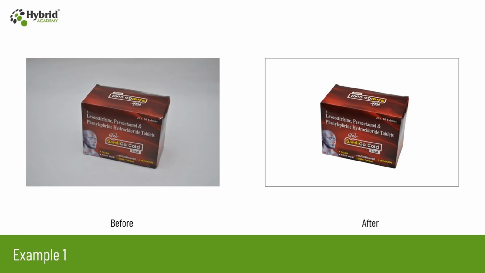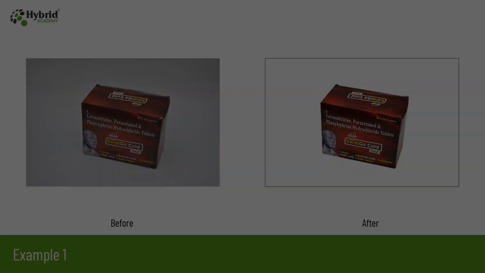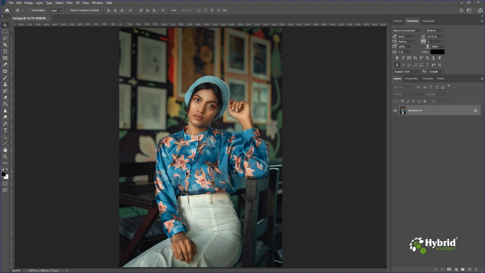So this was the first example. Now let's look at the second example in Adobe Photoshop. Now this is the second example of Photoshop image editing. Overall this picture looks really good, but still we can find a few things which can be edited. Like we can definitely enhance the colors of this picture.